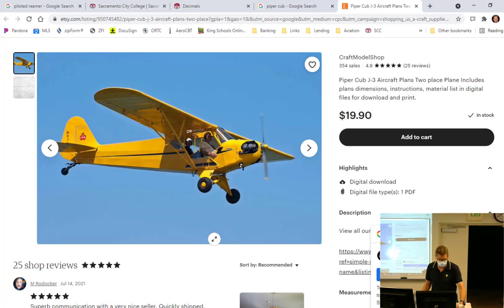Little slow flying little thing, Piper Cub. So it has a very low aspect ratio. It has a very fat wing. The chord is pretty wide compared to the width of it, versus like a glider.